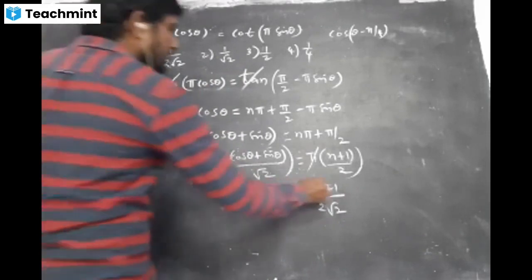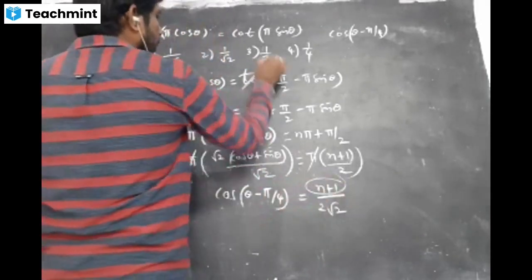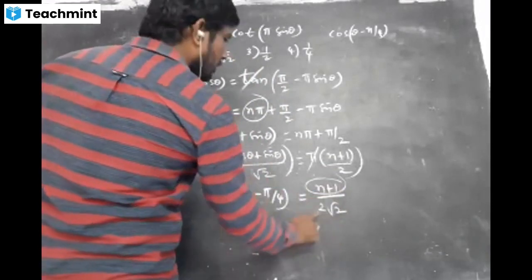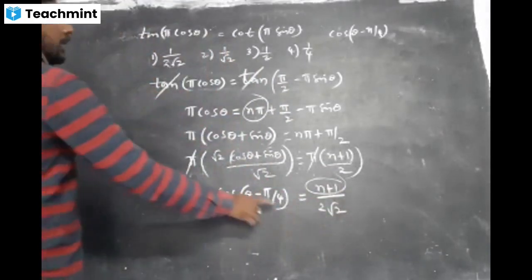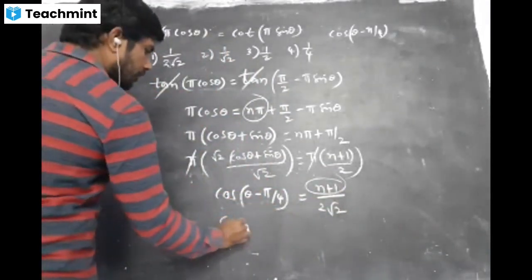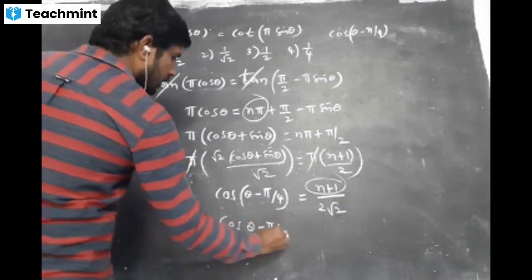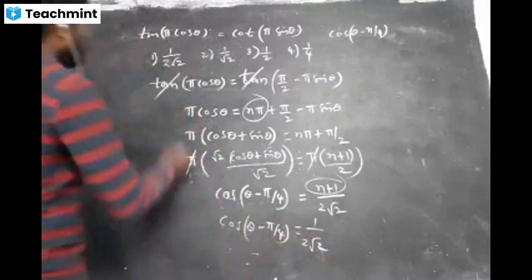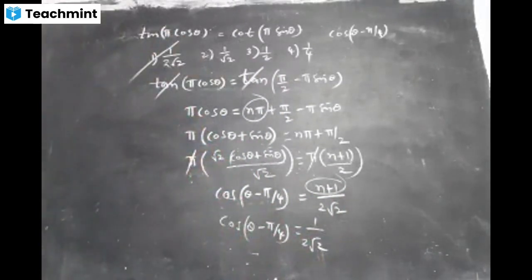So our answer: n plus 1 is the common term, here n pi we have to take as the common solution. So our option is 1 by 2 root 2. So cos of theta minus pi by 4 is equal to 1 by 2 root 2. Our option is 1 by 2 root 2.